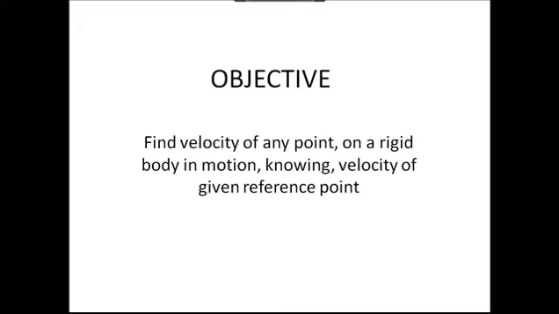Now, our objective for this course, for this examination of Bombay University, is very specific. It reads like this. You should develop the capability of finding the velocity of any point on the rigid body which is in motion, knowing the velocity of a given reference point, meaning you will always be given the velocity of one point and you will be required to find the velocity of any other point. That's a specific objective, that's a specific capability which you need to develop.